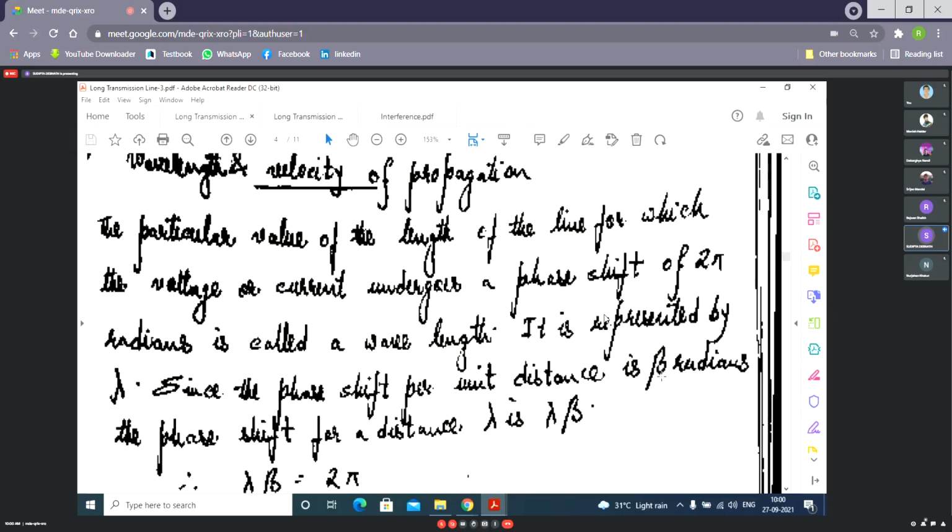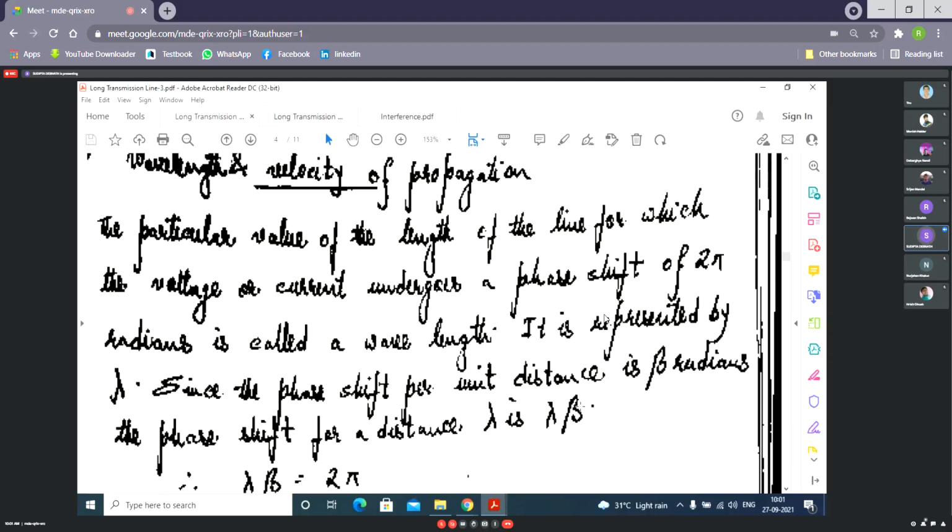So what is beta? Beta is the phase shift which occurs per unit distance in the voltage or current waveform. Okay, so it is the traveling wave. The phase shift per unit distance is beta. Now, what is wavelength? It is the length of the line when the phase shift is 2 pi radians. So for unit distance, the phase shift is beta radians. When 2 pi radians occurs, you multiply lambda into beta, and that is equal to 2 pi.